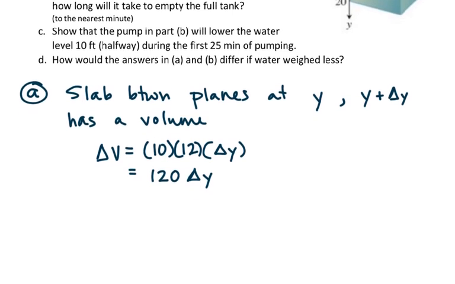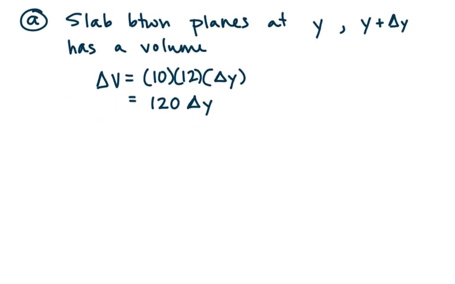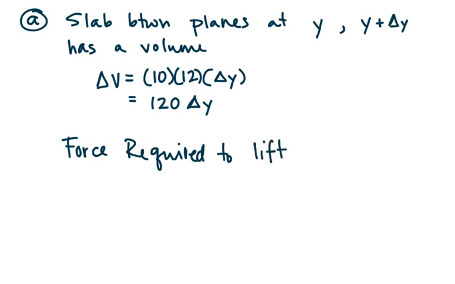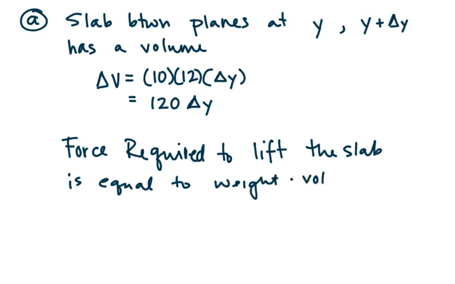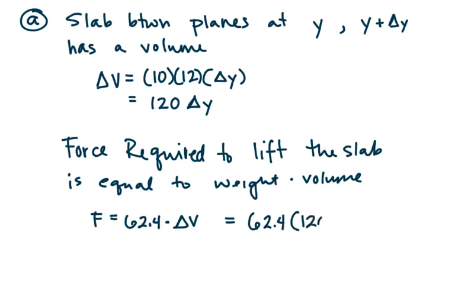So what is the force, right? Let's look at that. We've got our force required to lift the slab. And what we're going to know is that is equal to the weight times the volume. So force, my weight density, 62.4, times delta V, that is 62.4 times 120 delta y pounds.